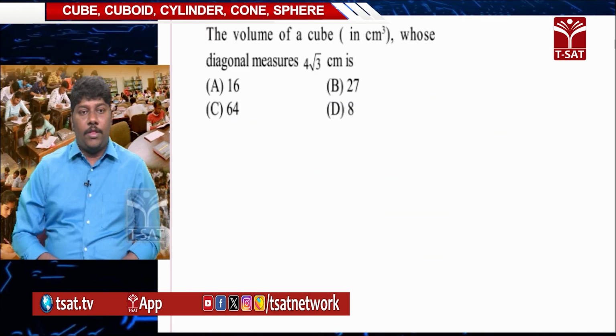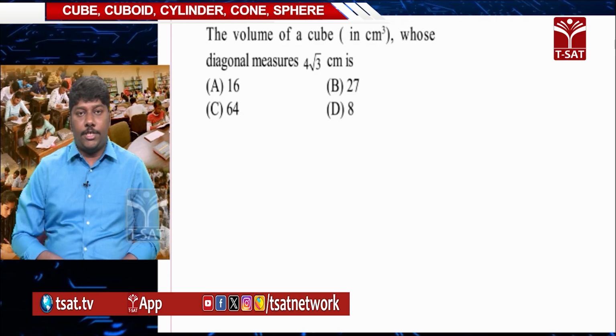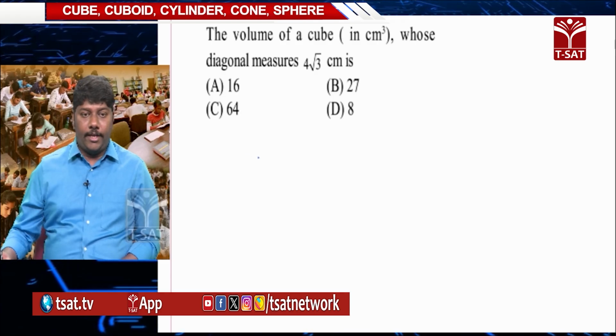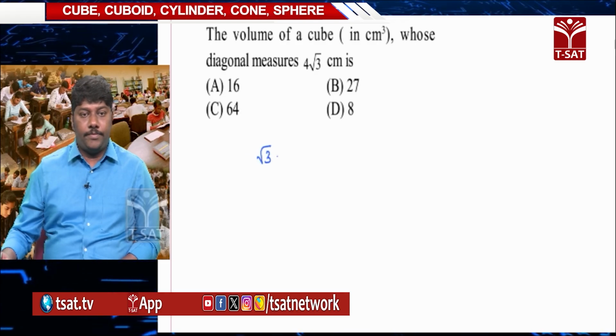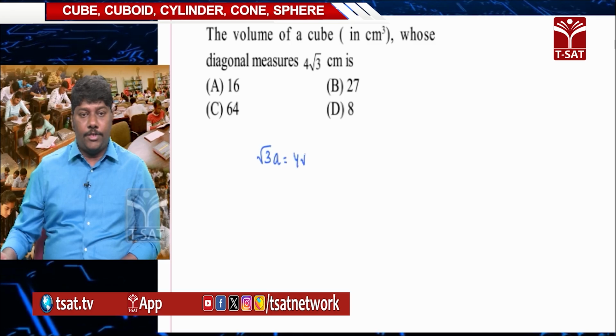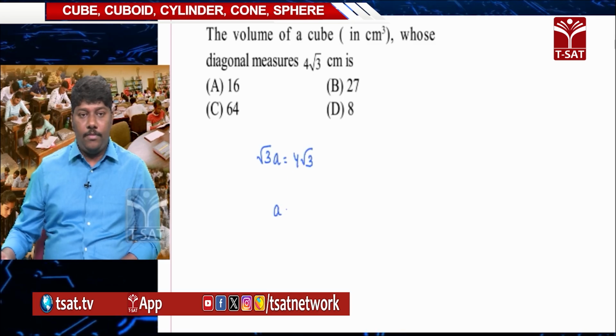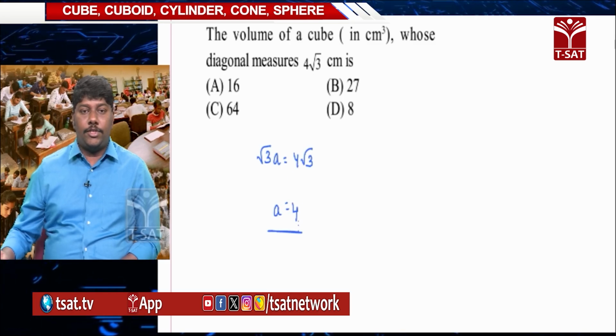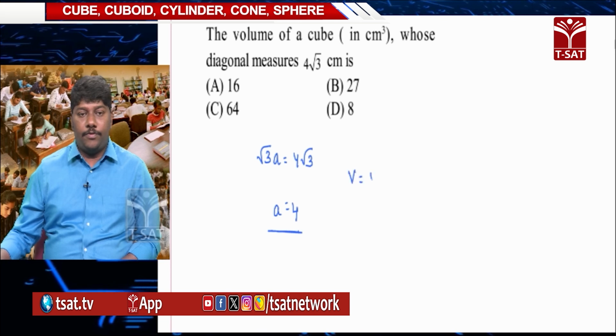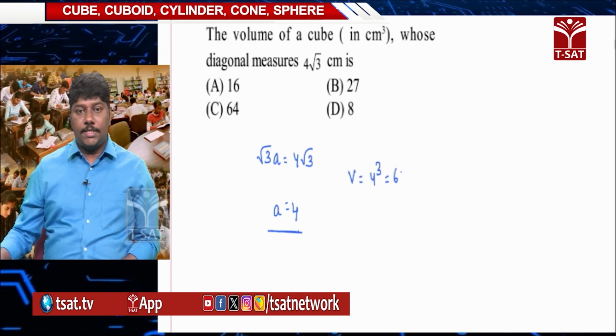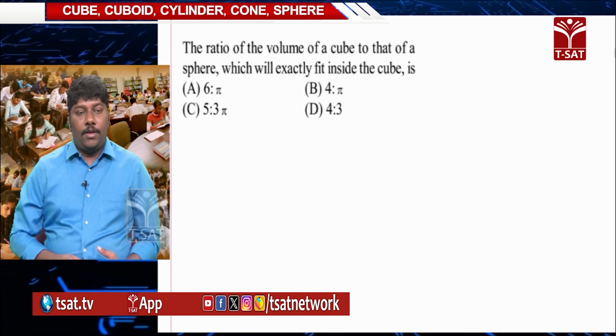Look at the next one. The volume of the cube whose diagonal measures 4 root 3. We know diagonal of the cube is root 3a, equal to 4 root 3. Edge is equal to 4, therefore volume is equal to 4 cube, that is 64. Look at the next one.